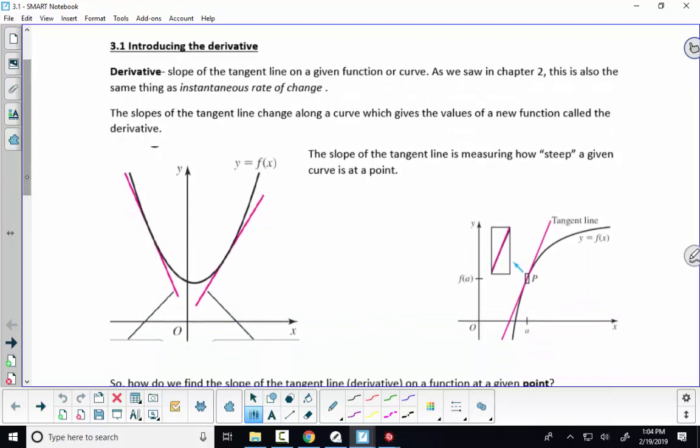Okay, so the idea of the derivative is nothing more than this. When we say derivative, we just mean slope of the tangent line. So when I say what's the slope of the tangent line at this point, I can say what's the derivative at this point. So derivative is synonymous with slope of the tangent line, which we saw in chapter 2 with a few examples was synonymous with the instantaneous rate of change. So our instantaneous rate of change, the slope of a tangent line, the derivative, it's all the same idea, just different terminology.